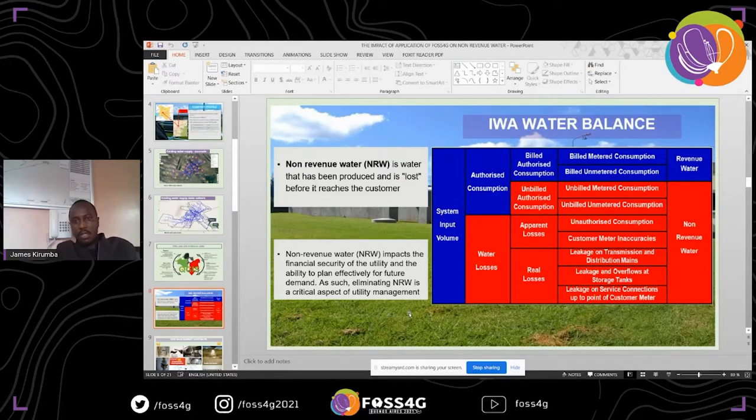From the IWA water balance, we have the system input, that is the water that is directed to the pipeline. So we have the authorized consumption and unauthorized consumption. And for non-revenue water, we have unbilled unmetered consumption, unauthorized consumption, customer meter inaccuracies, leakage on transmission and distribution mains, leakage and overflow at storage tanks, and leakage on service connections up to the point of the customer meter.